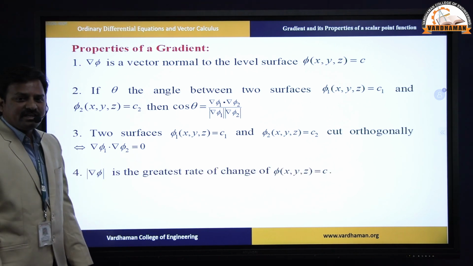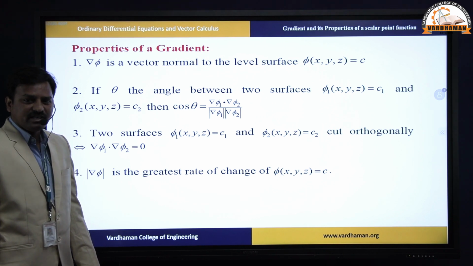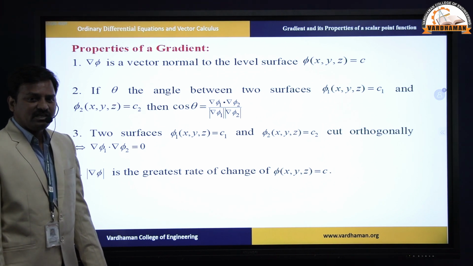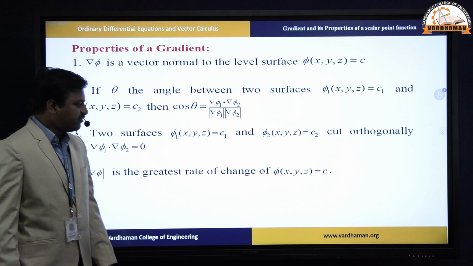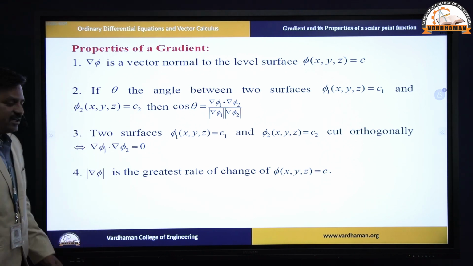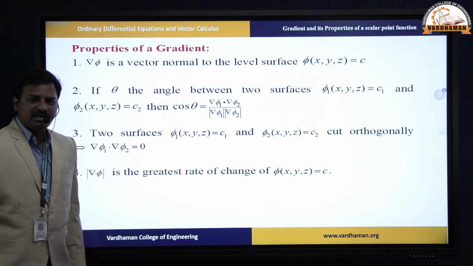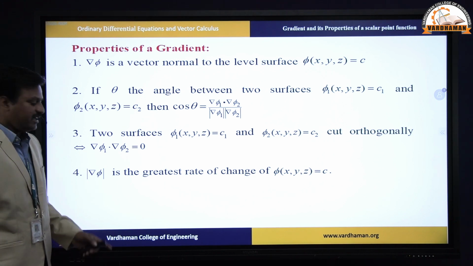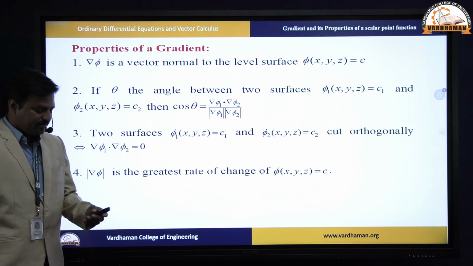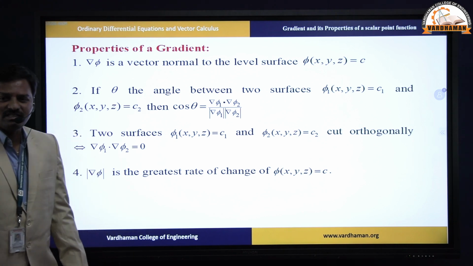Mod del phi is the greatest rate of change of the surface phi of x, y, z equal to c, which is also called the greatest rate of increase. The greatest rate of increase of the scalar point function phi of x, y, z equal to c is mod del phi. Now we are going to discuss some examples.